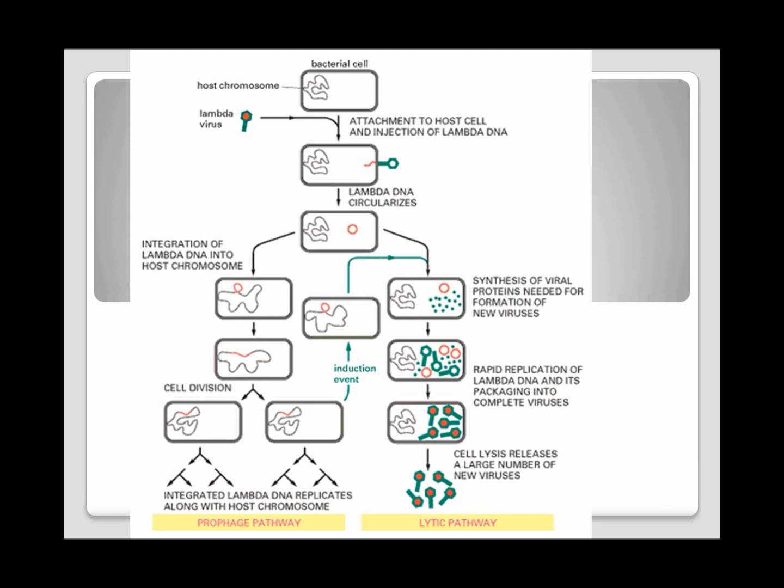In the lysogenic cycle, the bacterial phage DNA is integrated into host DNA. Then cell division occurs and the lambda DNA replicates together with the host chromosome. However, there are some differences in the lytic cycle. The lytic cycle requires the synthesis of viral proteins that are needed to form a new virus. Next, replication occurs and the lambda phage is packaged into complete virus. Finally, the cell lyses to release a large number of new virus outside the host. These are the differences between lysogenic and lytic cycle.